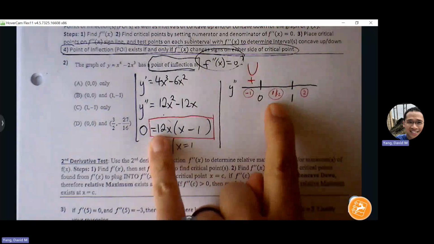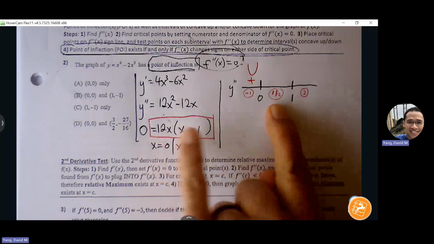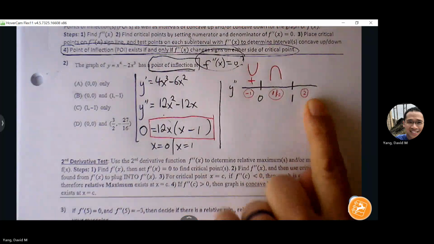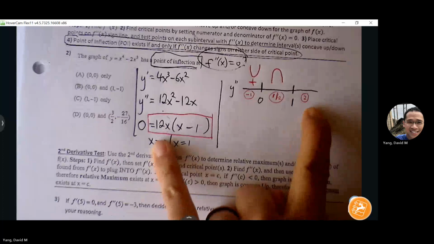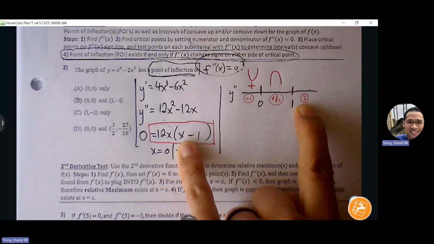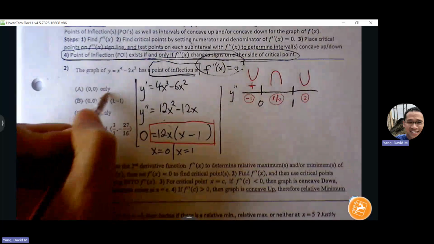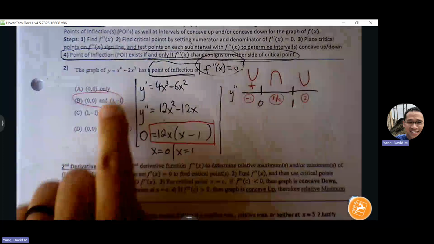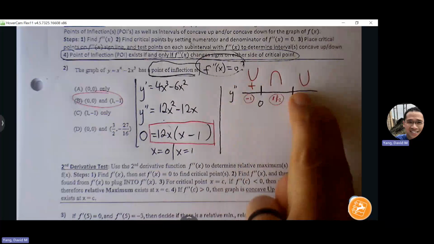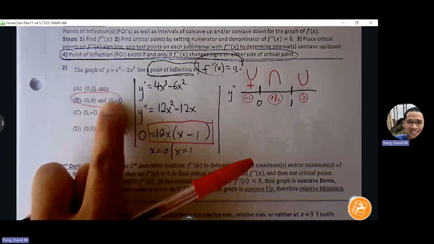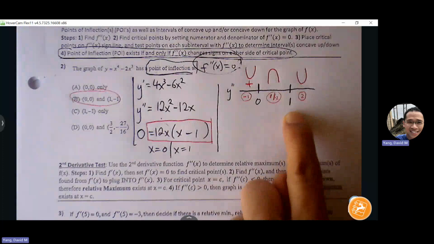Plug 1/2 in. 12 times 1/2 is positive. 1/2 minus 1 is negative. Positive times negative is negative. Plug 2 in. 12 times 2 is positive, 2 minus 1 is positive, so positive. In this case, it looks like this is the answer, but I've seen enough cases where, if you didn't go through this and the signs don't change, then we can't call that a point of inflection.